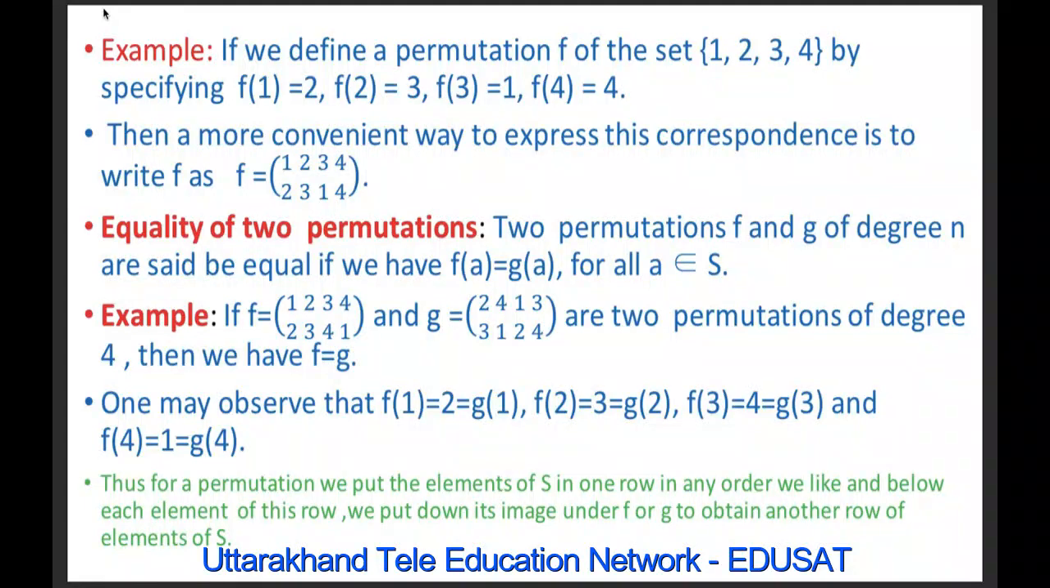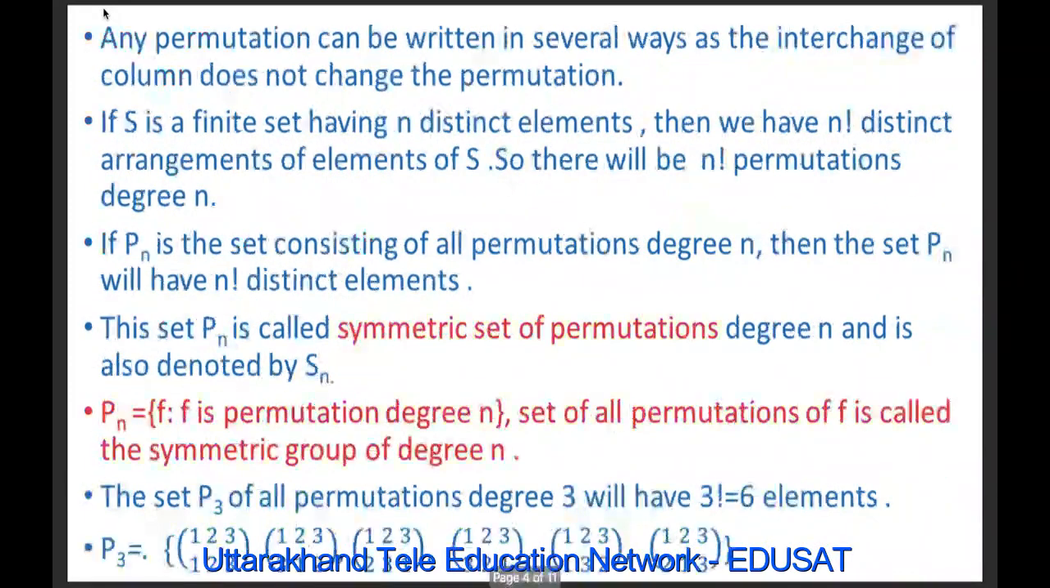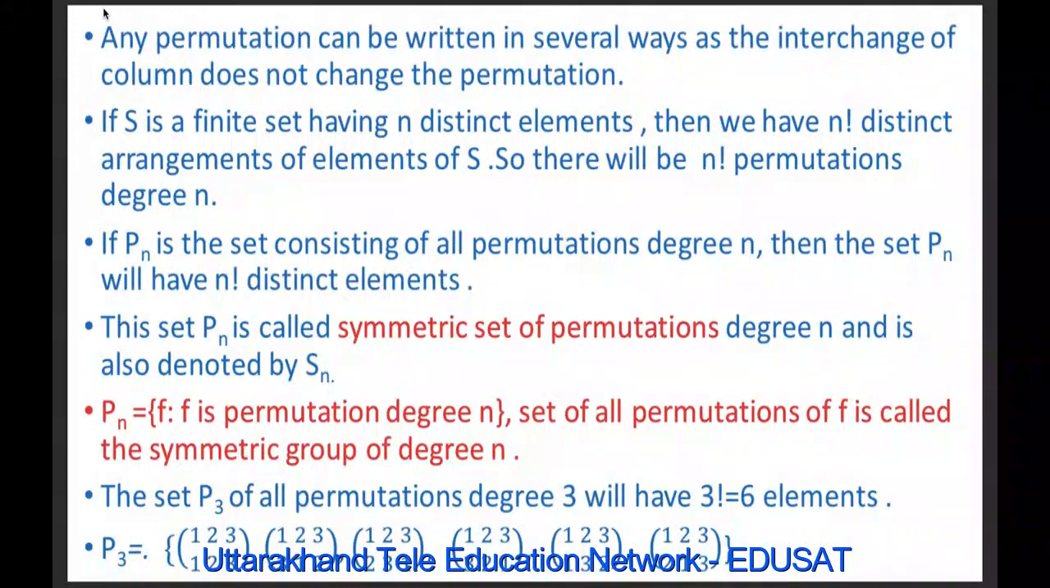So we conclude one more thing from here. We may put the elements of S in one row in any order we like, and below each element of this row we put down its image under F or G to obtain another row. This means the order of elements of the first row may be changed, but the element below a particular element should be the image of that element. Any permutation can be written in several ways, as the interchange of columns does not change the permutation.